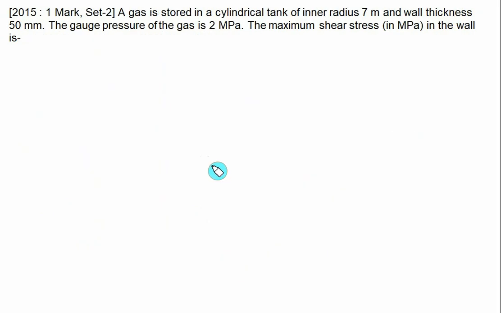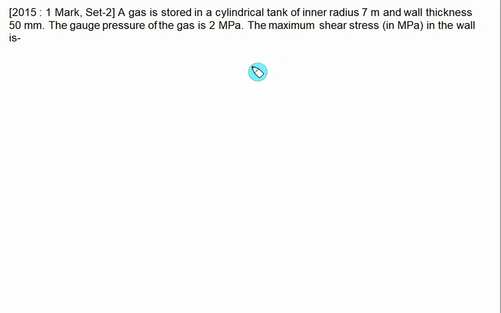Take another numerical, again from GATE 2015. A gas is stored in a cylindrical tank of inner radius equal to 7 meter, wall thickness equal to 50 mm. Gauge pressure of the gas is 2 megapascal. We have to always use the gauge pressure. Maximum shear stress. Now nowhere is it mentioned that it is in-plane, so we have to find the absolute maximum shear.